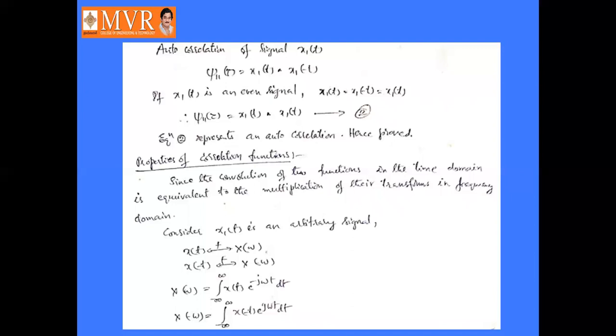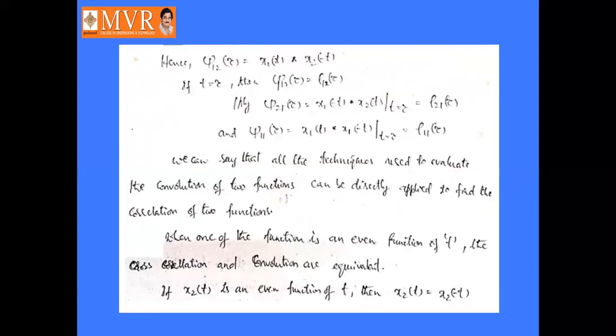The autocorrelation of signal x1 of t, J11 of tau, is equal to x1 of t convolved with x1 of minus t. If x1 of t is an even signal, then x1 of t is equal to x1 of minus t. So we can say that J11 of tau is equal to x1 of t convolved with x1 of t only. That is equation number 2.